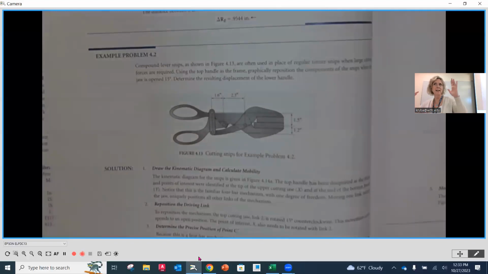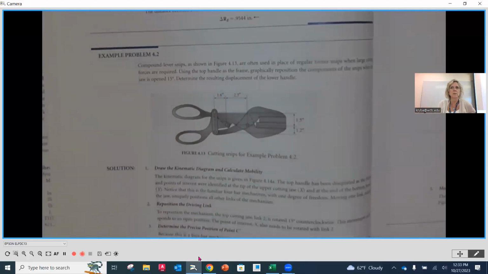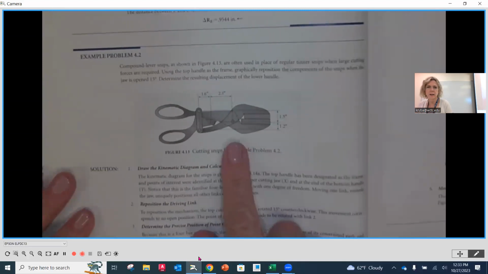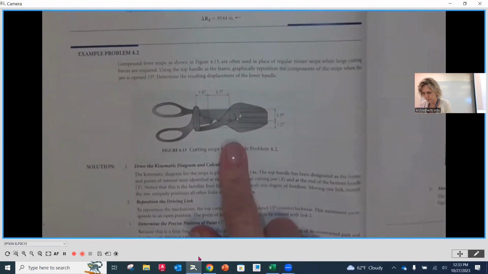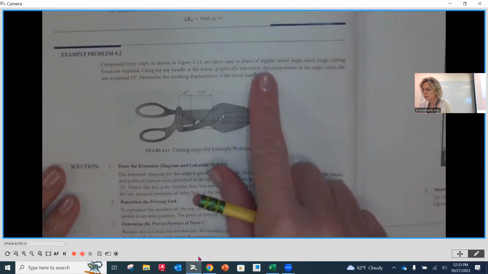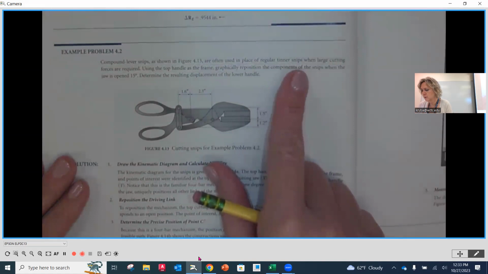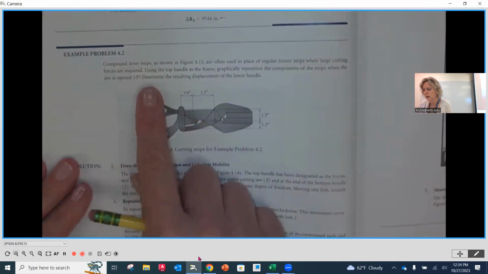And I'm imagining that you are looking at this in terms of, oh, I can see how they're going to be translating this into AutoCAD. And I like their illustrations too, so that you can get a good idea of what's going to be coming. So right here, we have a compound lever snips as shown. They're often used in place of a regular tin snips when larger cutting forces are required. So using the top handle as the frame.